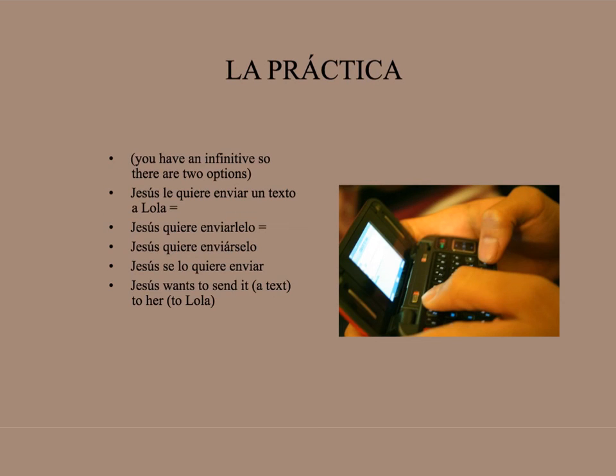Okay, or this one where you do have an infinitive, so there'll be 2 options. Okay, Jesus wants to send a text to Lola. He wants to send it to her. The to her is the le. The it is the text, which becomes lo. I can't leave it as le lo, so I have to make it se lo. It can go on the end with an accent, like this first option, quiere enviárselo, or you can put the se and the lo in front, separated.